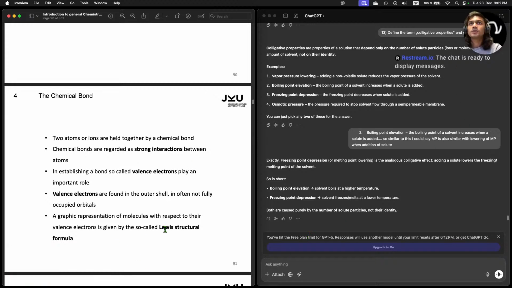Lewis structure formula. A graphic representation of the molecules with respect to their valence electrons is given by the Lewis structure.